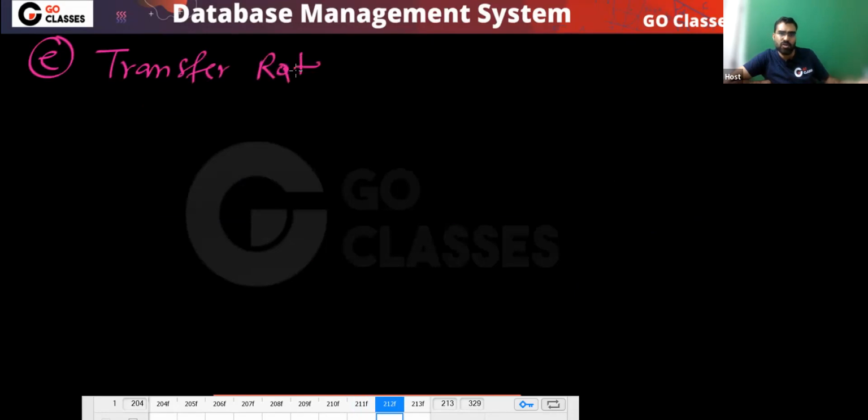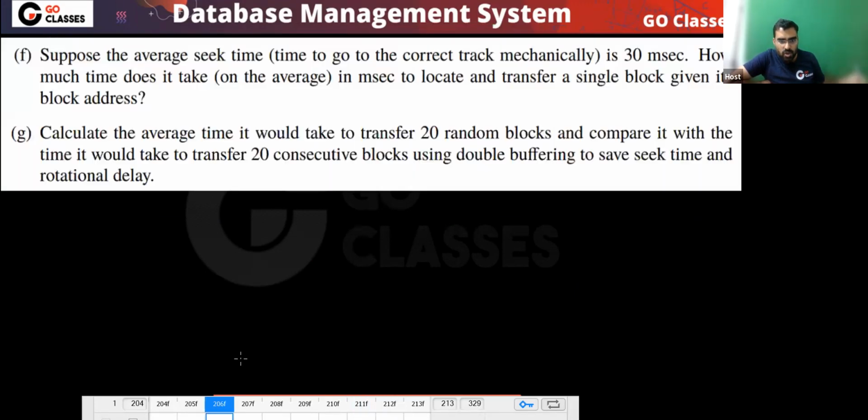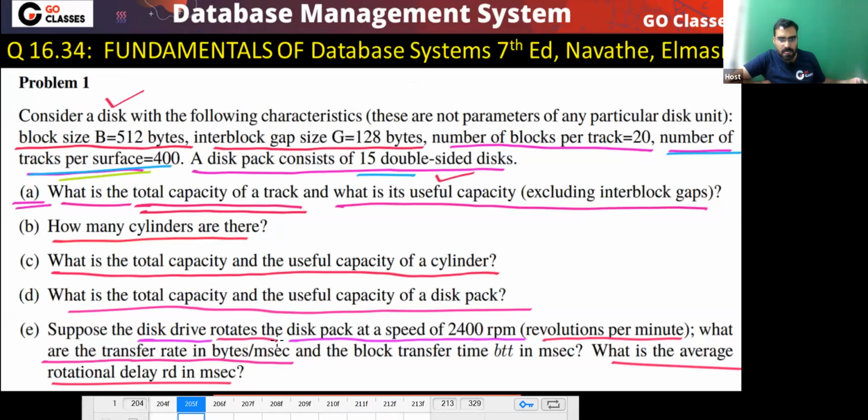Is this transfer time or is this transfer rate? Transfer rate, I told you this transfer rate. How much data you can send per second? Okay, so this is what the question is asking. Now the question is asking to give me the answer in bytes per millisecond. Find bytes per millisecond. Per millisecond, how many bytes can you transfer?